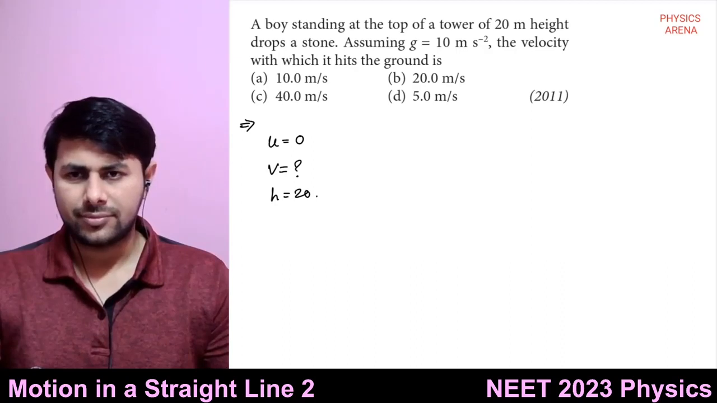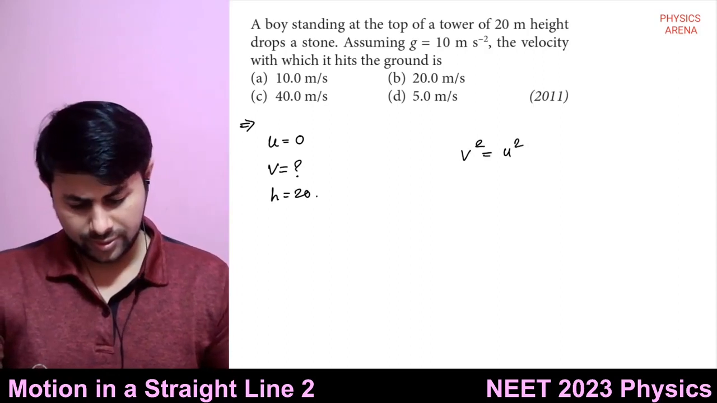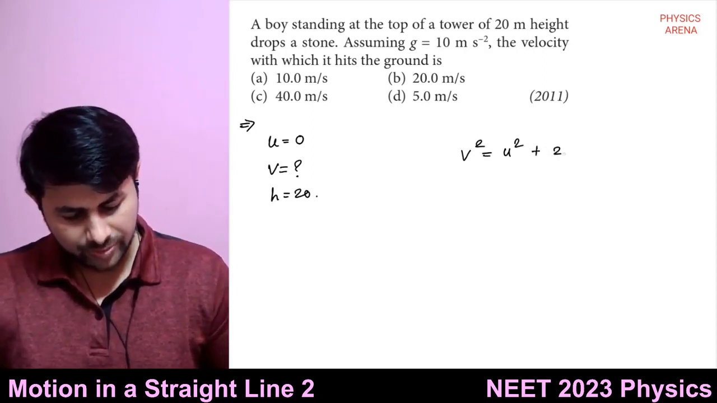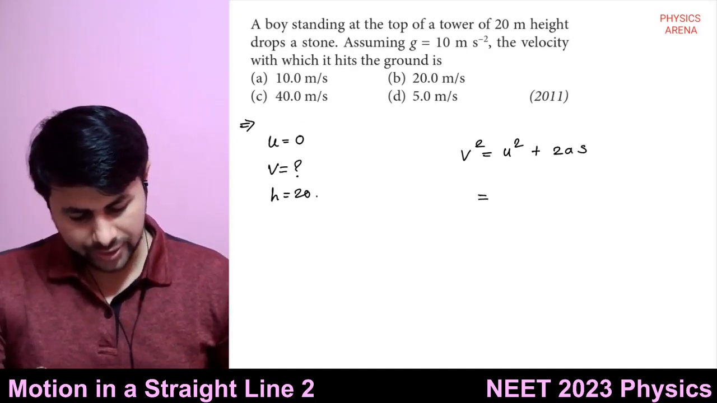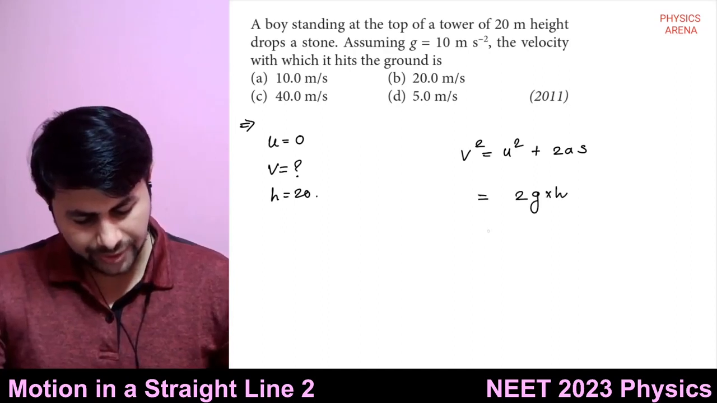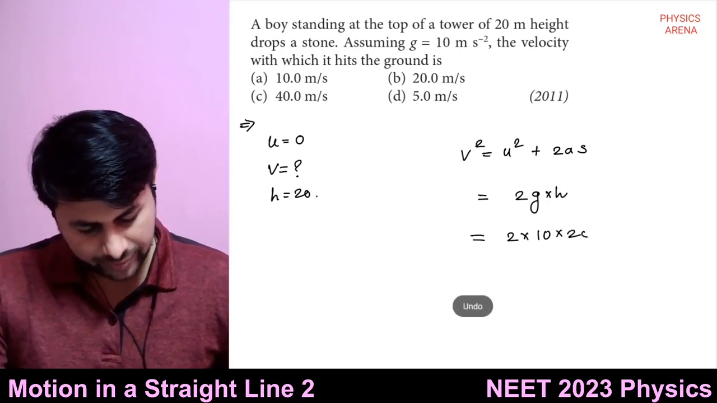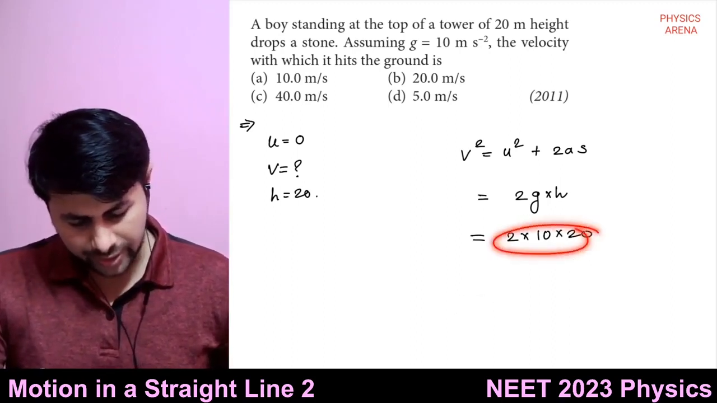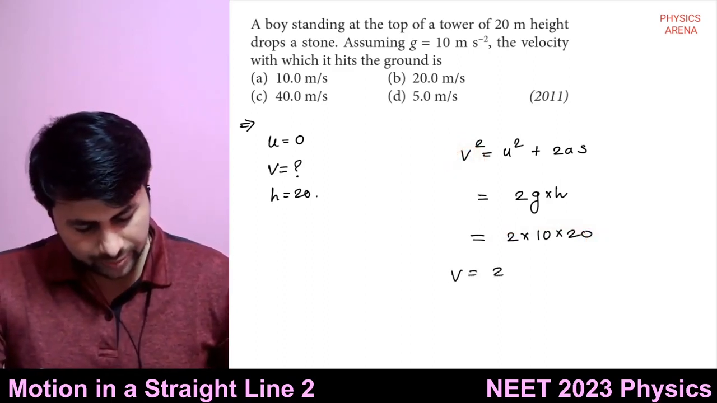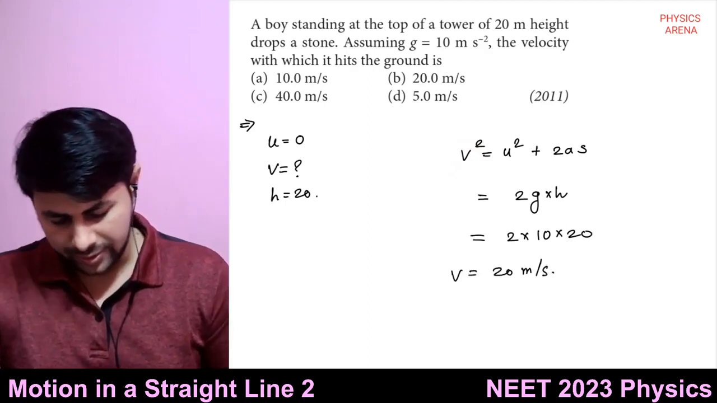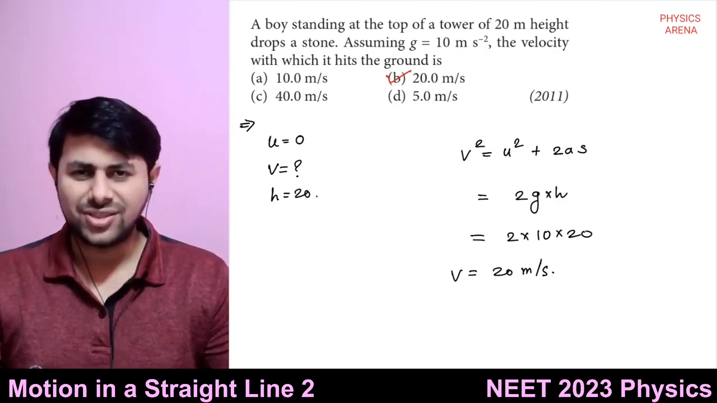v square is equal to u square plus 2as. I want velocity only, and u is 0, so it is 2 times g multiplied by h. So 2 multiplied by 10 multiplied by h, which is 20, is 400. This is v square, so I will take the square root. It is 20 meters per second. This is the answer, option B. So simple. This is a neat problem.